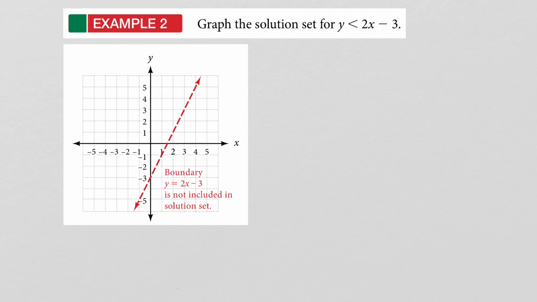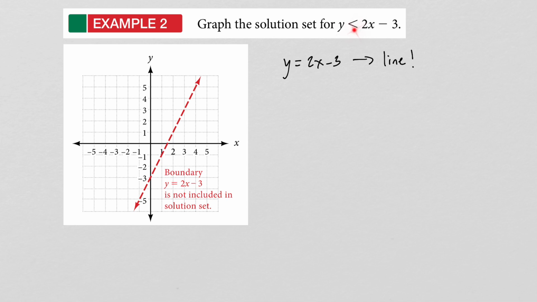In our next example, we want to graph the solution set for y is less than 2x minus 3. So again, what about y equals 2x minus 3? Again, this is just the equation of a line, right? And we know that that line looks like this, so it's already graphed for you. But now notice that the line is dashed or dotted. Why is that? Well, it's because there's no equal this time, okay?